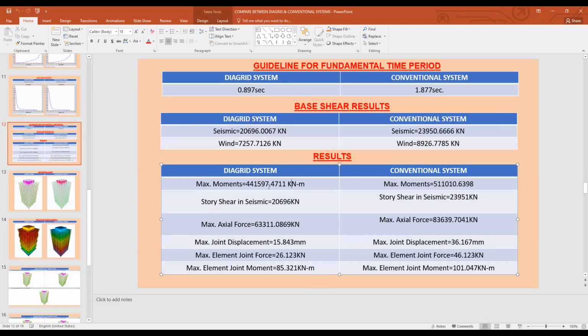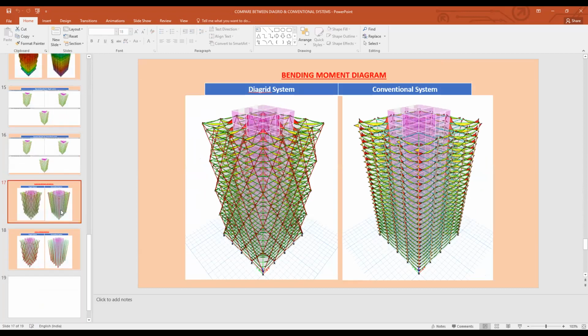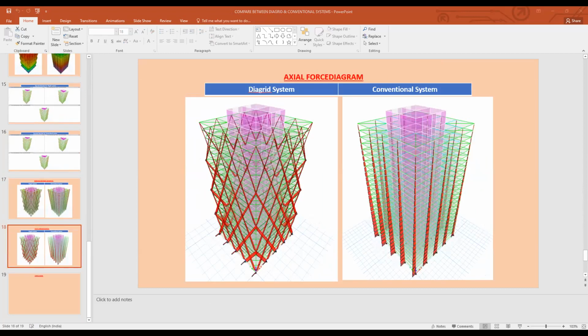So see why we need these outcomes and results: because this will give you the exact study of their bending moment, shear force, and axial force also. Maximum axial force we have here is 163311, and here 83639. Maximum joint displacement is 15.843, and here we have 36.167. So the chances of failure for this conventional structure are more as compared to Diagrid. Here we have the bending moment, and here three mode shapes. Both of you got this from today's lecture, both of you got the point of what we are concluding.